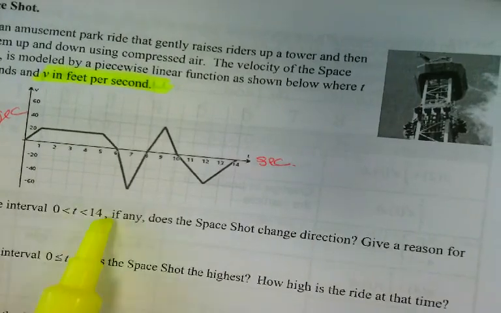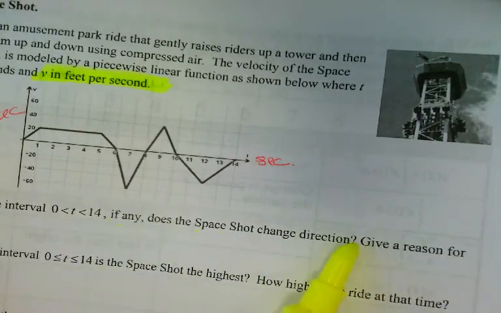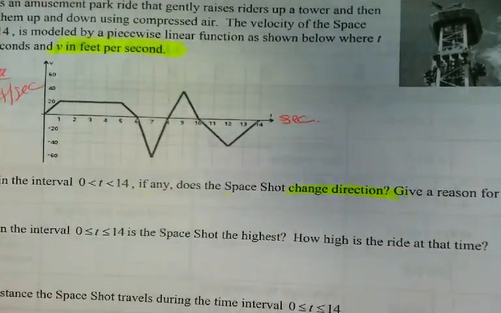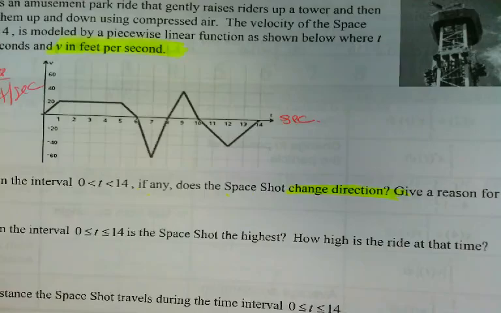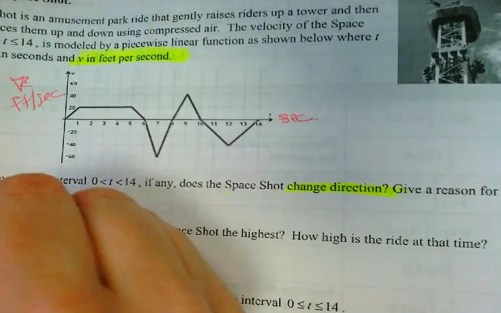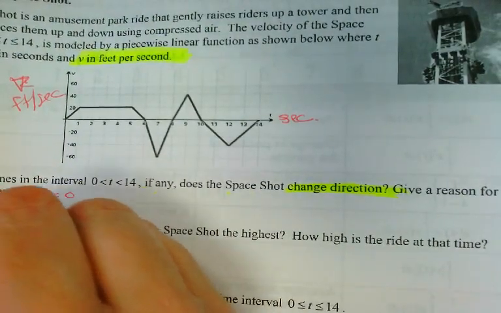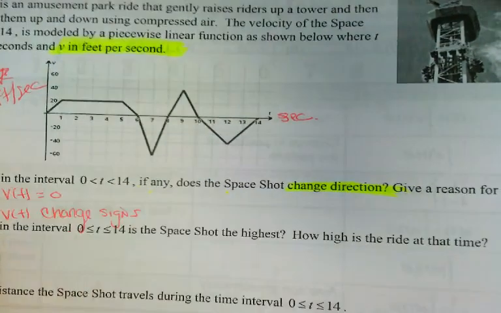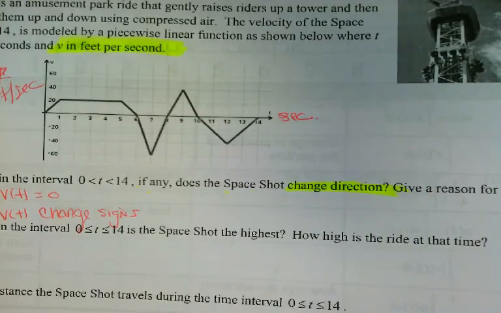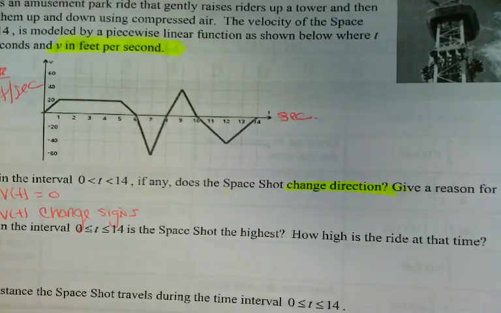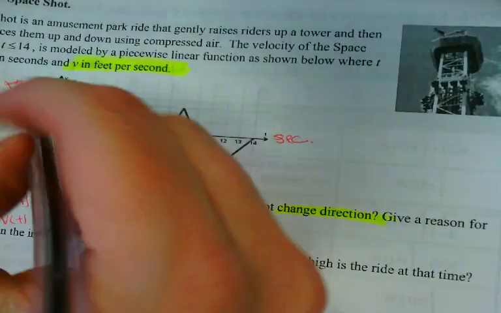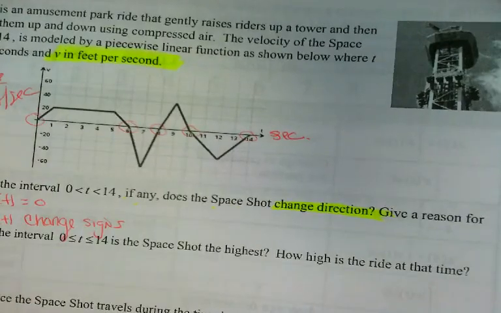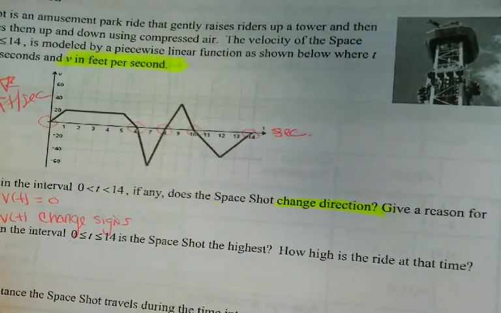All right, at what time, if any, does the space shot change direction? So there is my key, direction. Who are we thinking when we talk direction? Position, velocity, or acceleration? Velocity. So velocity has to first equal 0, then velocity has to change signs. Velocity has to first equal 0, and velocity has to change signs. So I'm just going to circle candidates. Velocity equals 0 here, here, here, here, and here. How many of them do we also change signs at?